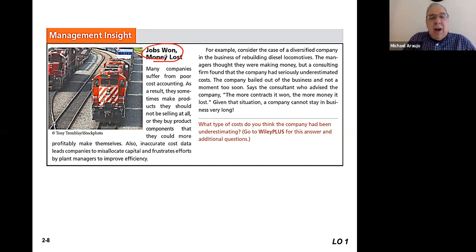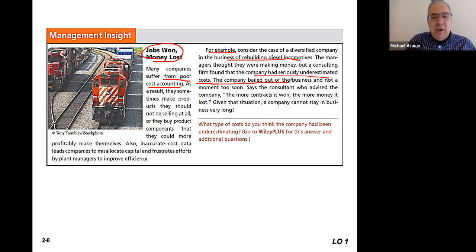So one of the biggest problems with this is many companies actually suffer from poor cost accounting systems. They just don't know their costs, which is a huge problem. So there is a company here that rebuilds diesel locomotives, and they thought they were making money. They thought they were profitable. The problem was the company underestimated all of their costs.